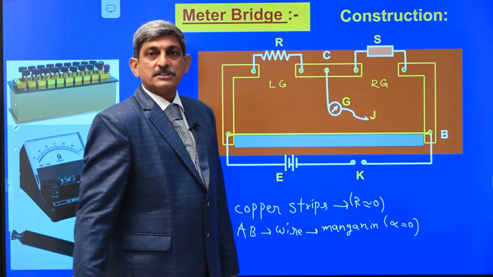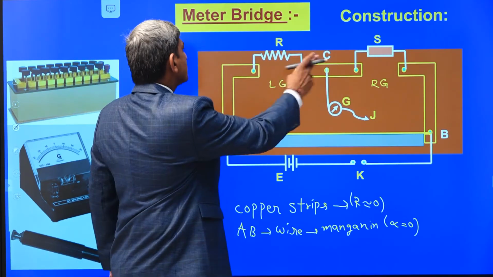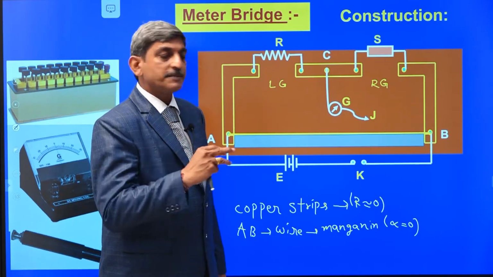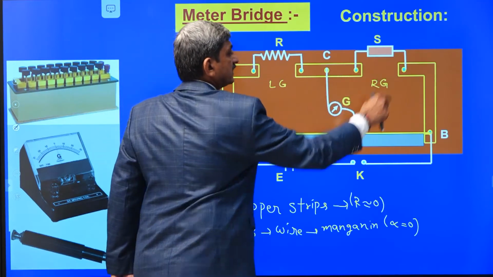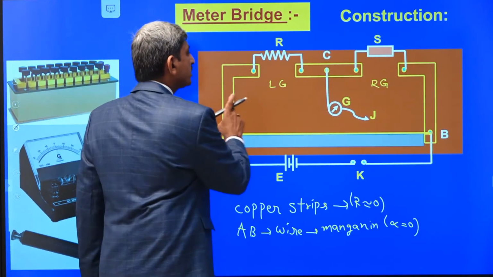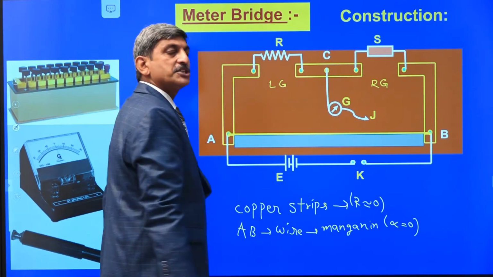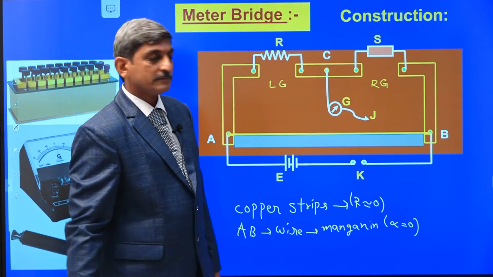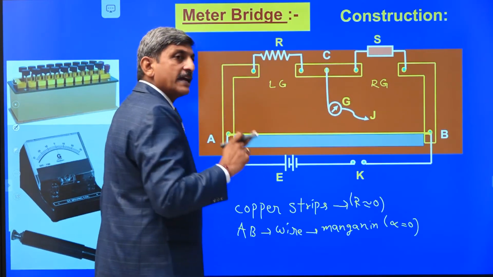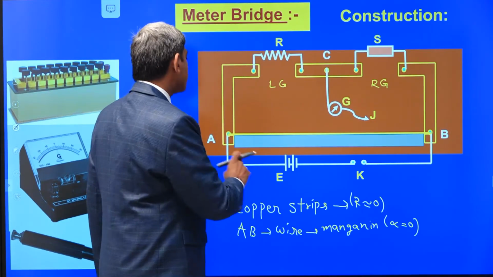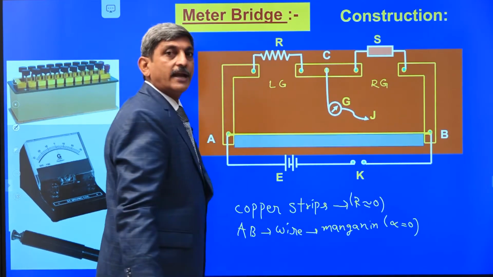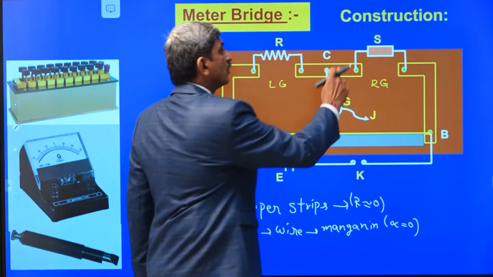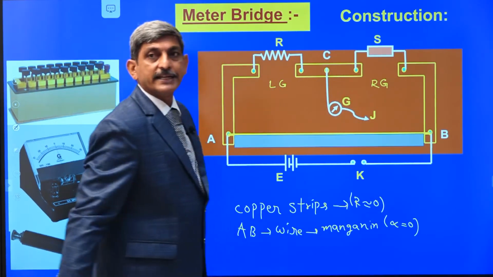See once again, the meter bridge consists of a wooden plank on which three thick metal strips made up of copper are attached. Of the three strips, two strips are L-shaped and one strip is straight, and two gaps are formed between the three strips. A manganese wire having a uniform cross section is tightly stretched between the two points A and B. An unknown resistor is connected in the left gap.